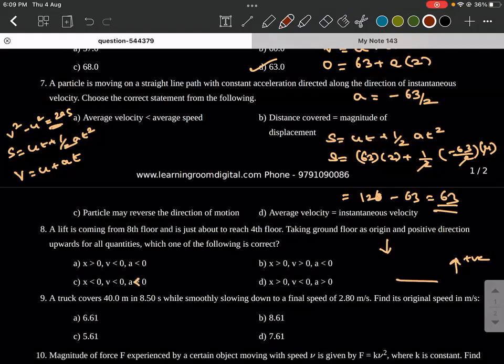But why would they have given it as A is greater? Coming from the 8th floor. Sorry, B is velocity. Option B is wrong, no, because they told upward direction is positive. The lift is traveling in the downward direction.